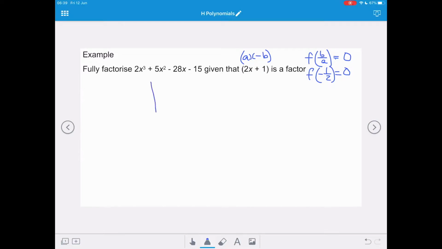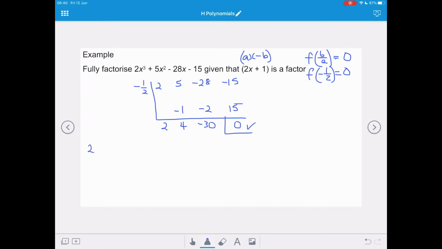So let's set up our nested form in order to do our synthetic division. So our coefficients are 2, 5, negative 28 and negative 15. And we're going to put our remainder of 0 and our divisor of negative a half. So we bring down the 2, multiply it by negative a half gives us negative 1, add it on to 5 gives us 4, multiply that by negative a half gives us negative 2. If we add them together we get negative 30, multiply that by negative a half we get 15, which gives us our remainder of 0.